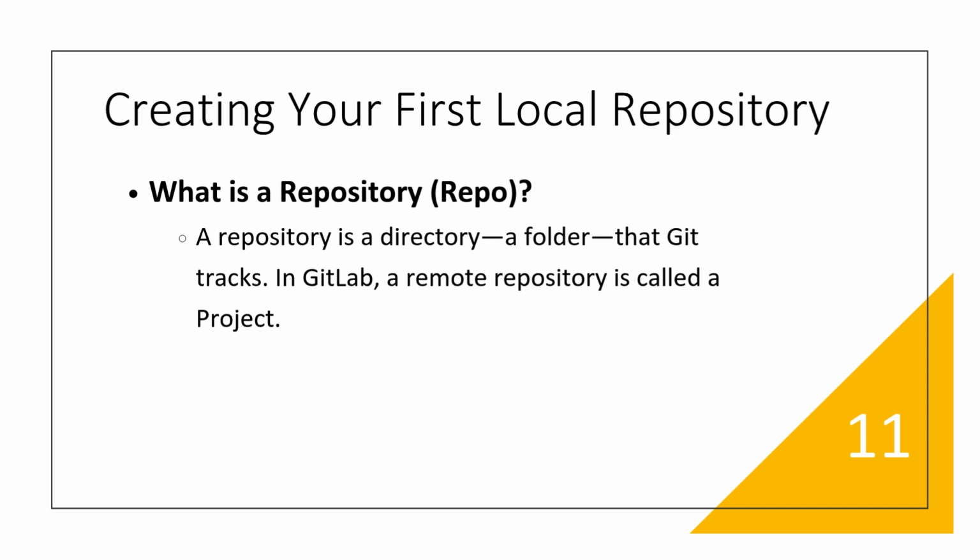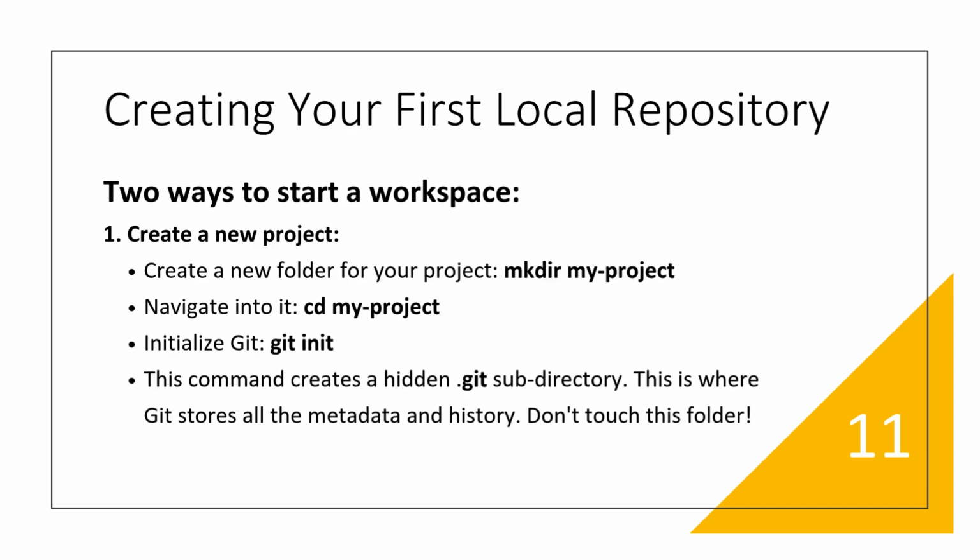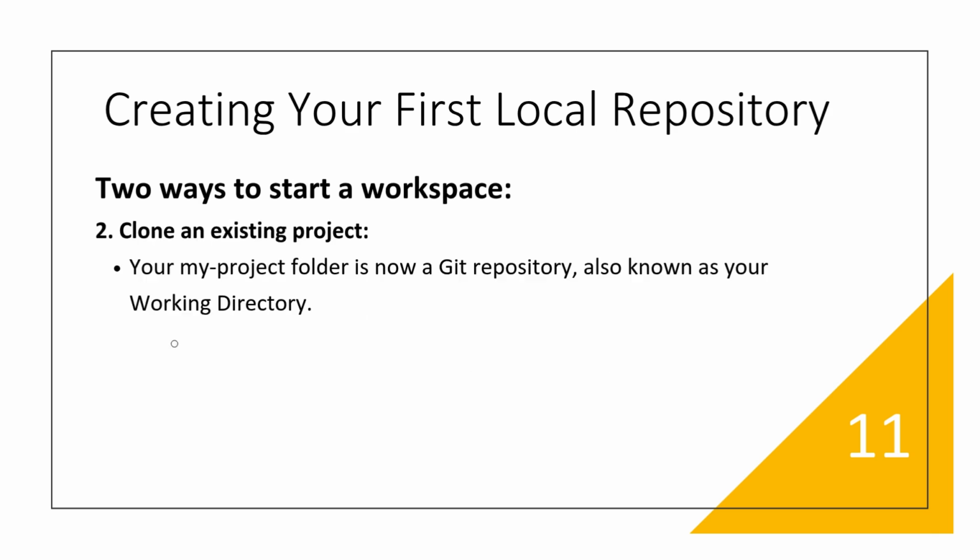Good question. A repository, or repo, is essentially just the folder for your project that Git is watching. Inside that folder, there's a hidden subdirectory, .git. That .git folder holds all the metadata, the entire history, everything Git needs. Now, platforms like GitLab often call the remote version of this a project, just different terminology for the online container.